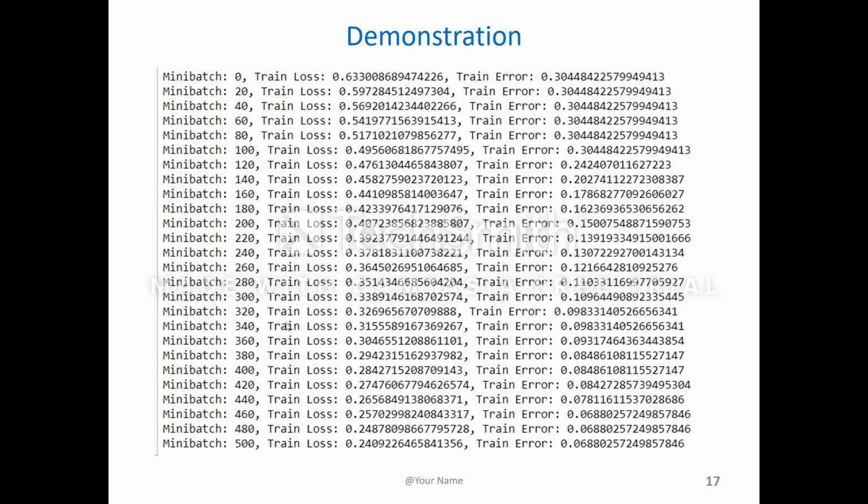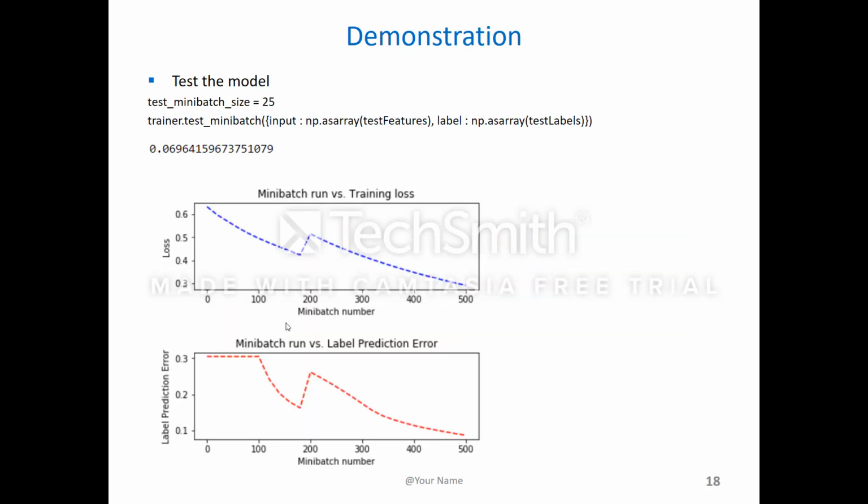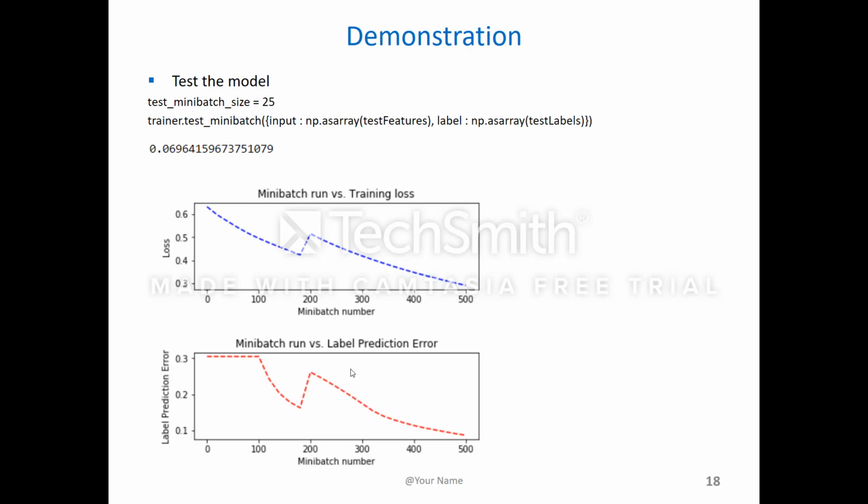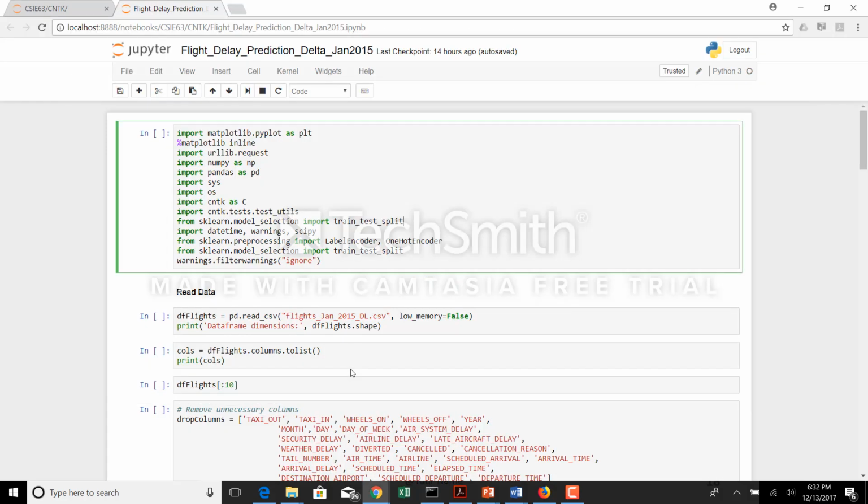And this is the result I got. I started with a loss of 0.63, and it dropped down to 0.24, and the training error started with 0.3, and it dropped down to 0.06 by the time the network was trained. These graphs show the loss and the error as the network trained. Let me walk over to the demonstration. So I'll run the application.